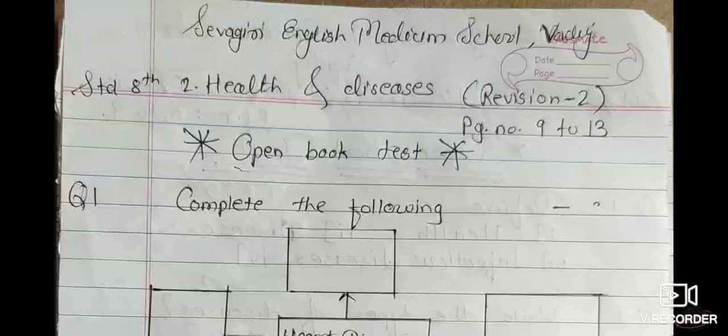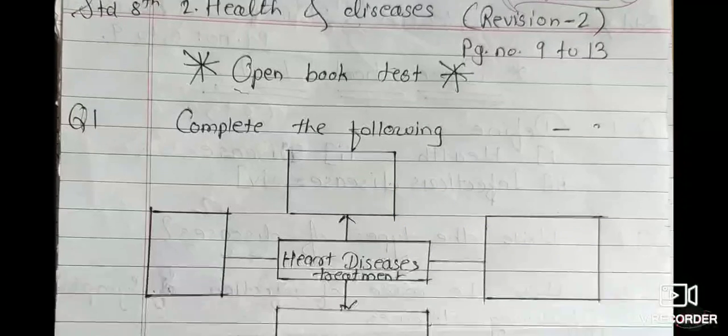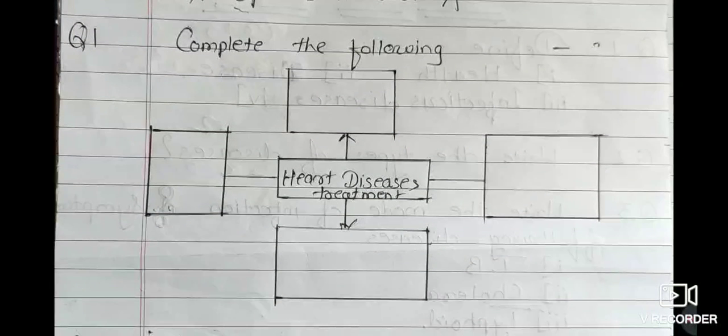Hello students, yesterday we completed the open book test on health and diseases, and this is the second revision test on health and diseases only. It is based on pages 9 to 13. So first of all, we'll see the first question I gave you here.